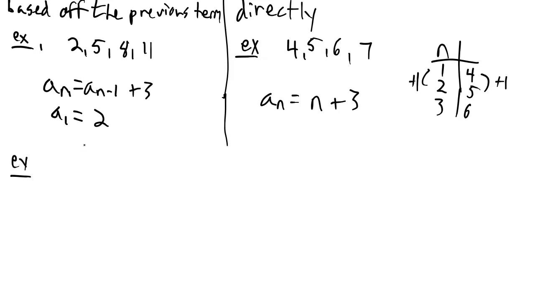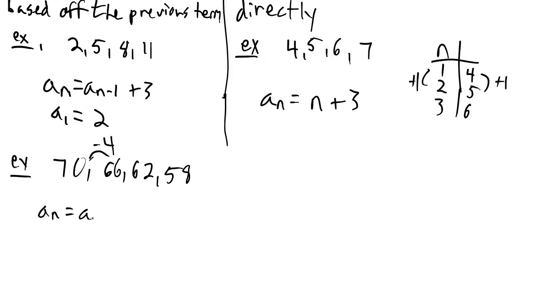Let's say you had 70, then you had 66, 62, and 58. So what's happening each time? Each time we're subtracting 4, meaning that our term is going to be whatever the previous term was, then we're going to subtract 4. Then we're also going to need the starting term or the starting value, which was 70.